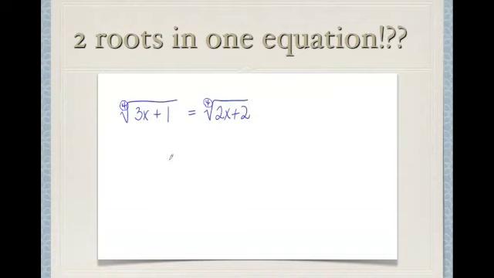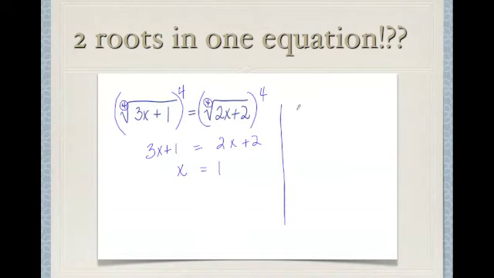Notice that this problem has 2 roots in one equation, and they're both to the 4th root. So what I'm going to do is take the 4th power. So I end up with 3x plus 1 equals 2x plus 2. Subtracting 2x from both sides gives me x. Subtracting 1 from both sides gives me 1.